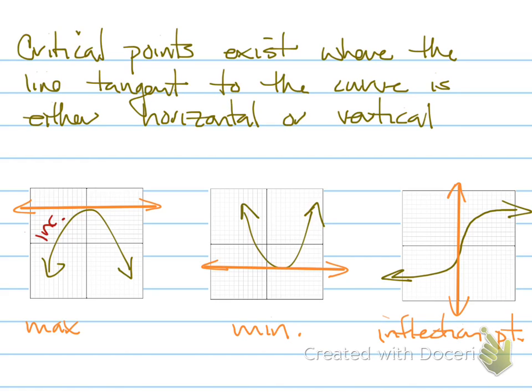From negative infinity to 0, that first function is increasing. From 0 to positive infinity, it is decreasing. And the second figure is decreasing from negative infinity to that critical point. And then from that critical point to positive infinity, it's increasing. And it's always increasing on this last graph.